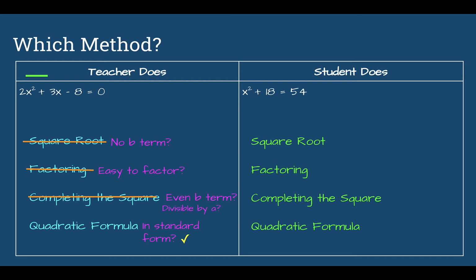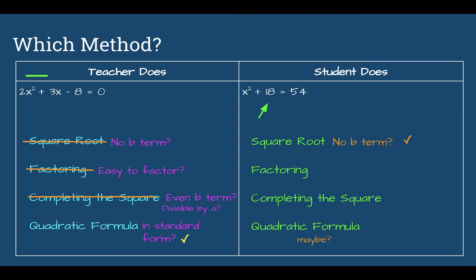Let's check. You should have said the square root method would be the best, and then maybe the quadratic formula, but probably not. There is no b term here, meaning if we just subtracted that 18 from both sides, we'd end up with x squared equals a number, take the square root, and then we're done.